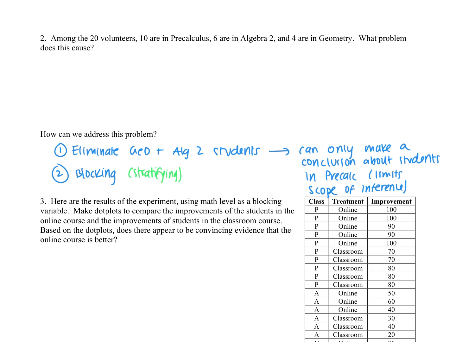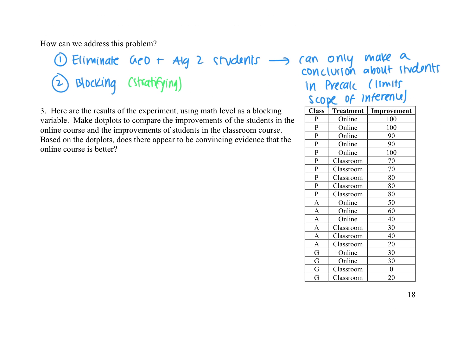I'm going to talk for like 5 more minutes, and then we'll take a break. Is that okay? Okay. So here are the results of the experiment. You can see for each student, it tells us, are they in pre-calc, algebra or geometry? What class or what treatment did they get, and what was their improvement? We are not actually going to make a dot plot, so just look at the next page, please.